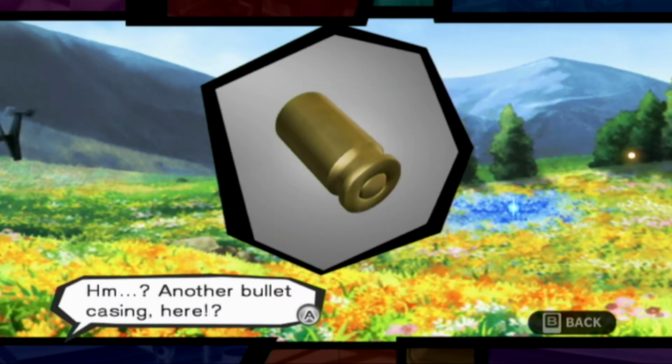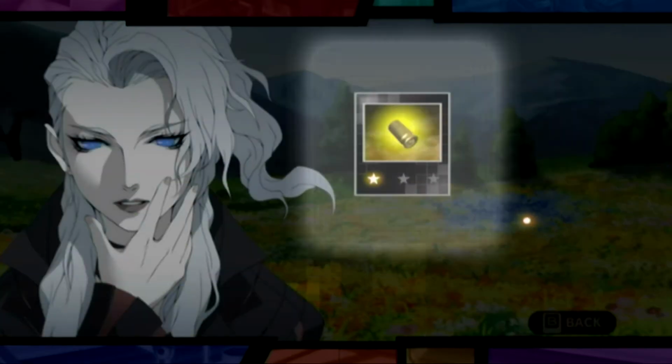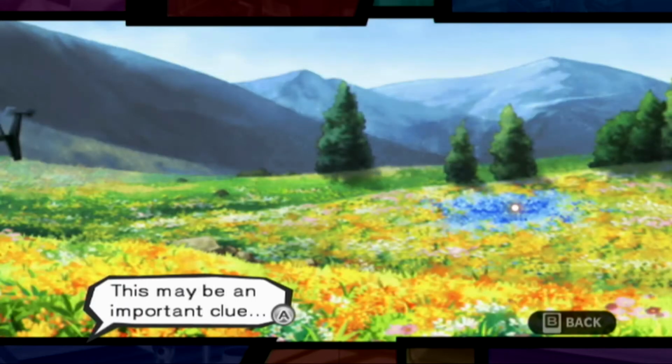Another bullet casing here? I didn't see it among all these flowers. This may be an important clue.